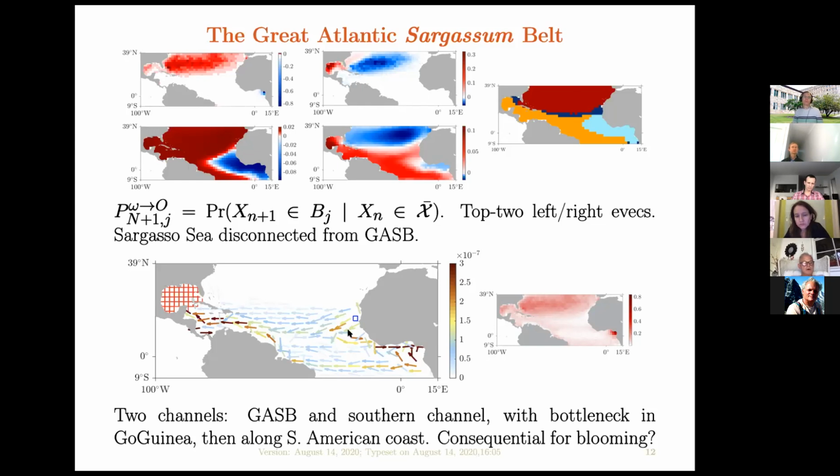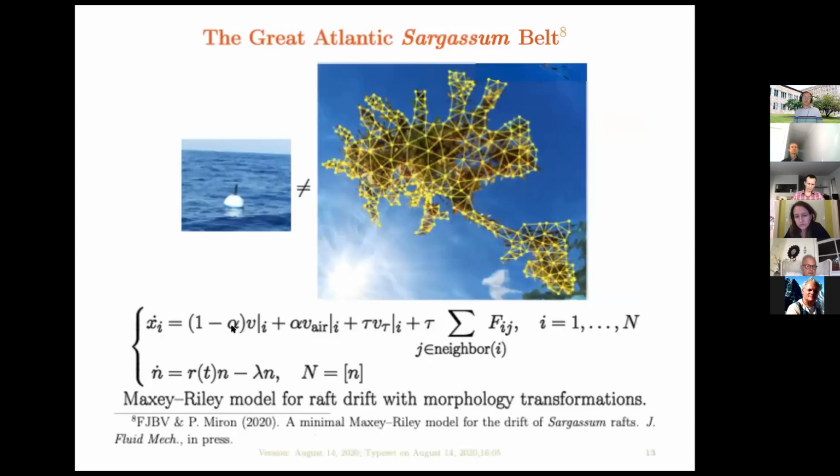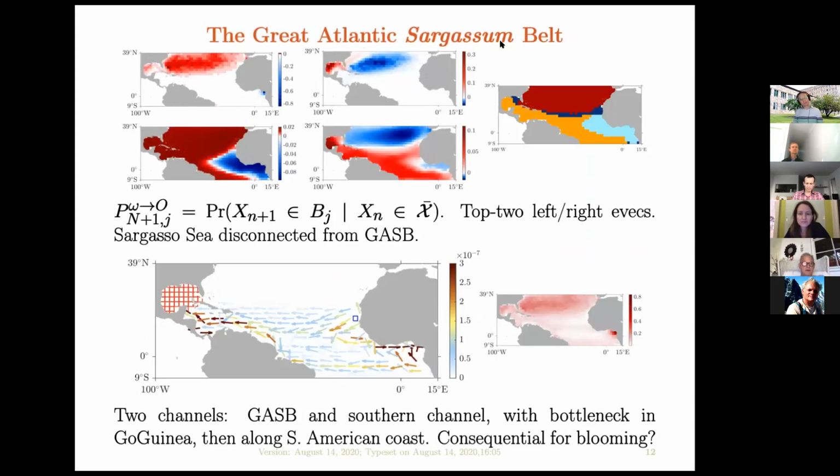the Gulf of Mexico. And we have been able to isolate two currents, one that goes directly, like the Great Atlantic Sargassum Belt is suggesting, and a southern current that spends some time circulating in the Gulf of Guinea, crosses the Atlantic, and goes by the Amazon River mouth into the Caribbean Sea. This can have consequences for blooming, and we're investigating that.